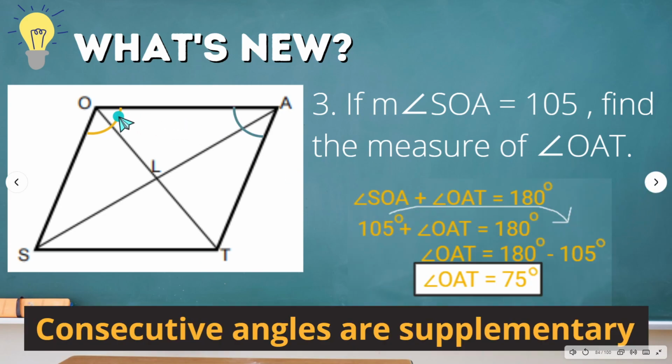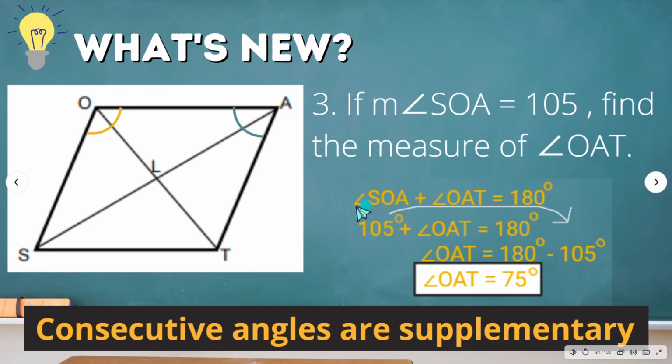Okay, so their relationship, angles SOA and OAC are consecutive angles. Therefore, using the property of parallelogram, consecutive angles are supplementary. So when you add the measure of angle SOA and OAT, they are equal to 180 degrees. So we have angle SOA plus angle OAT equals 180 degrees.